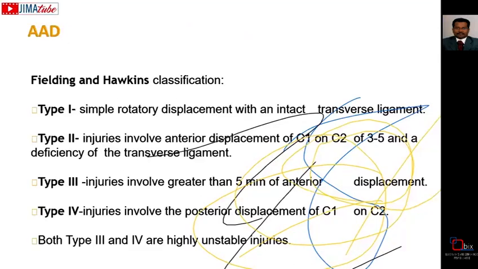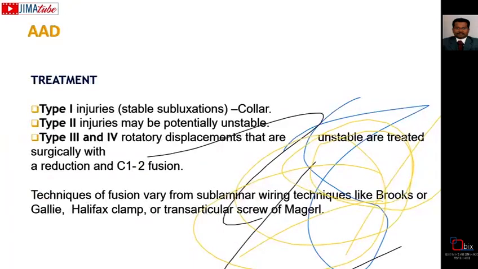So the Hawkins classification of atlanto-occipital dislocation: type 1 is simple, type 2 involves anterior displacement of C1 on C2. Type 3 is greater than 5 millimeter of displacement. Type 4 is posterior displacement of C1 on C2. Types 3 and 4 are highly unstable injuries. Treatment: type 1 is collar, type 2 is potentially unstable, type 3 and 4 need surgery.